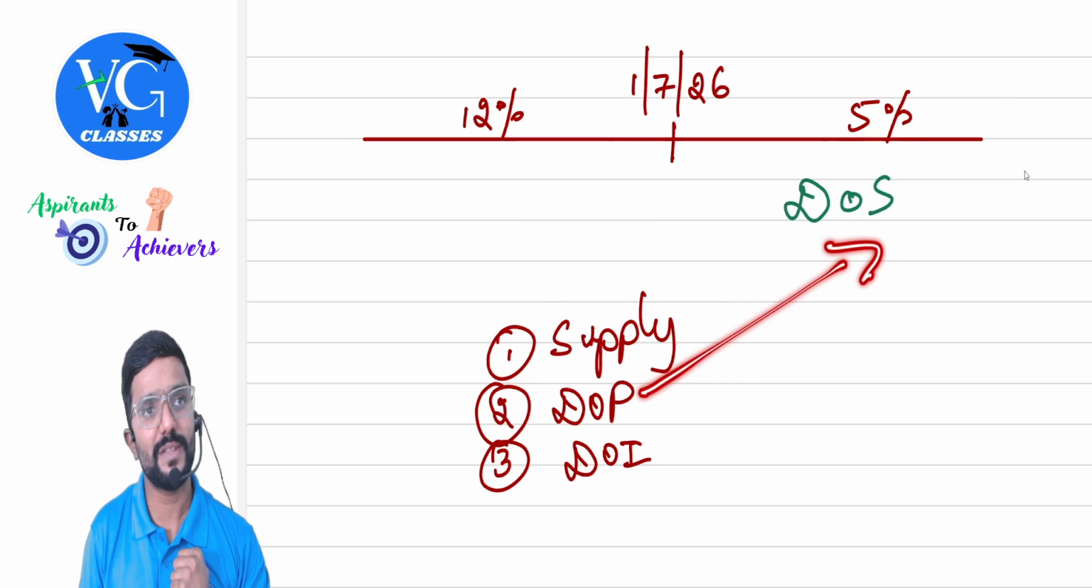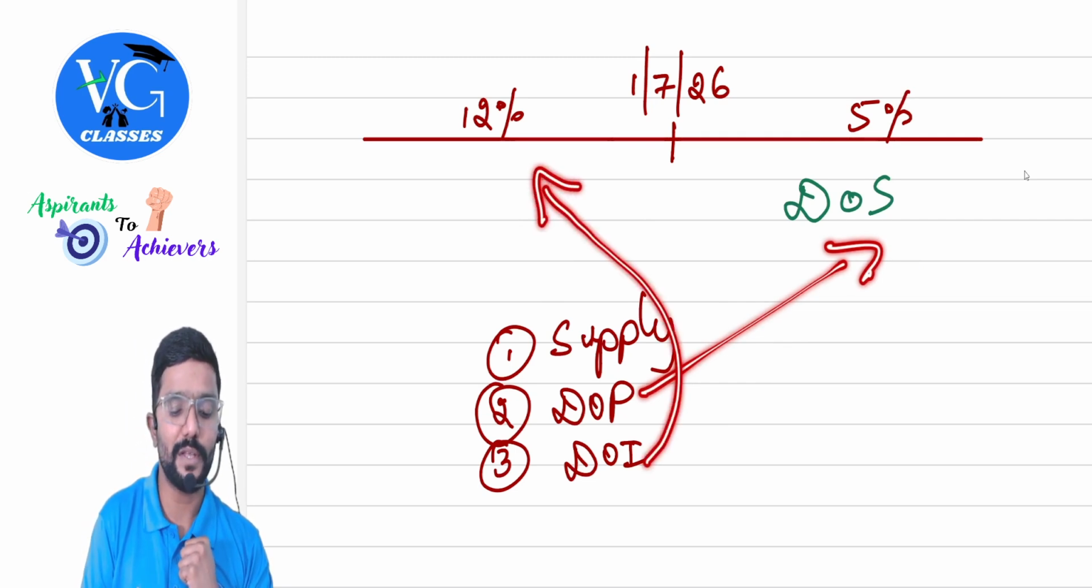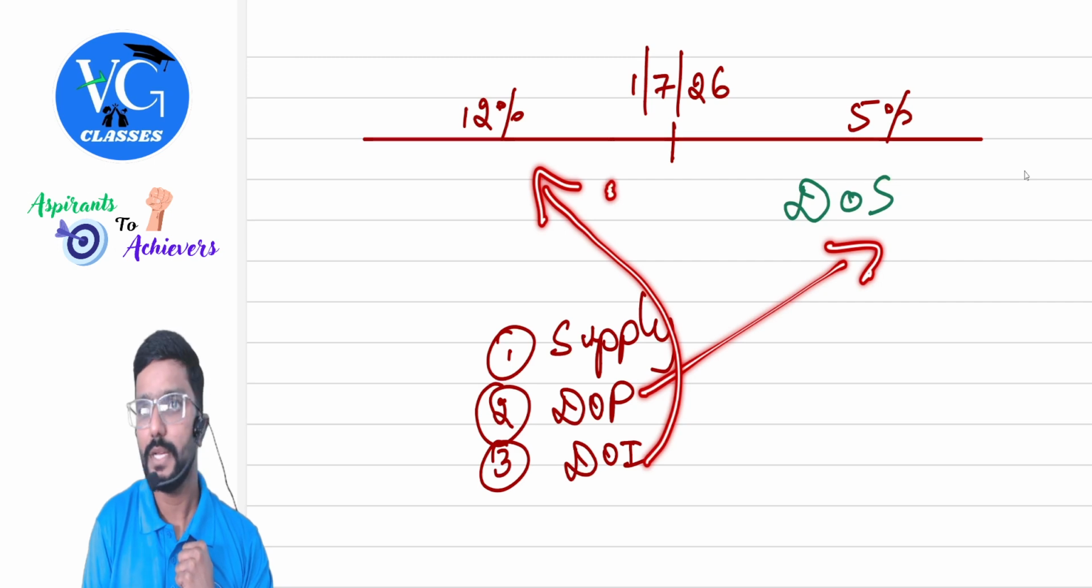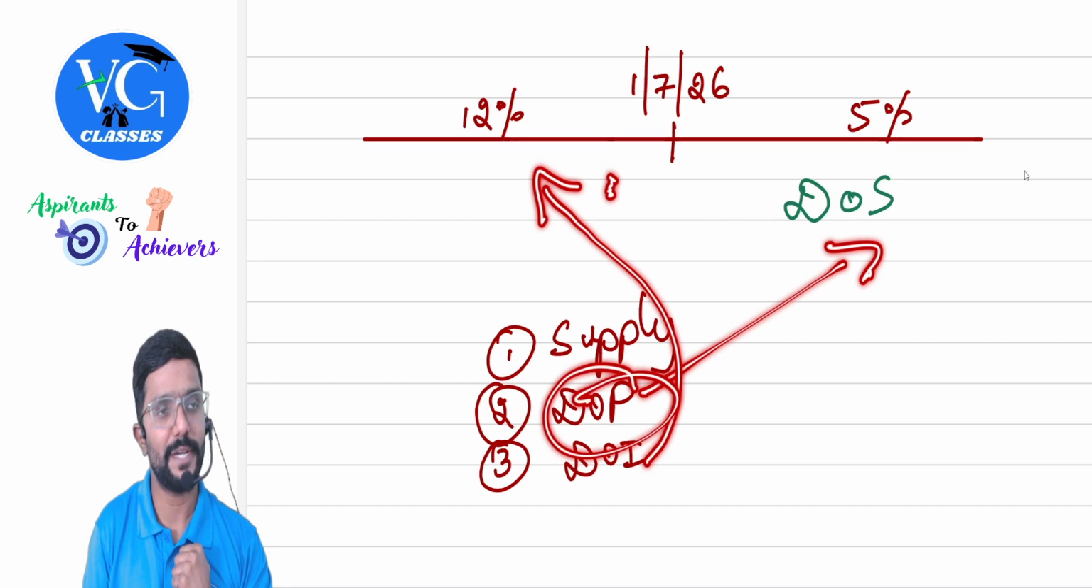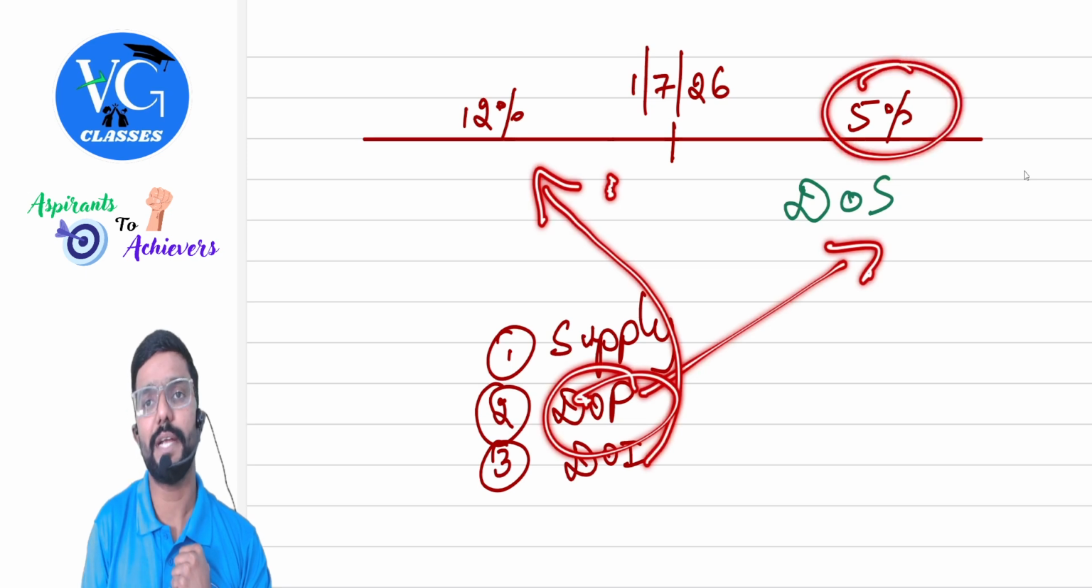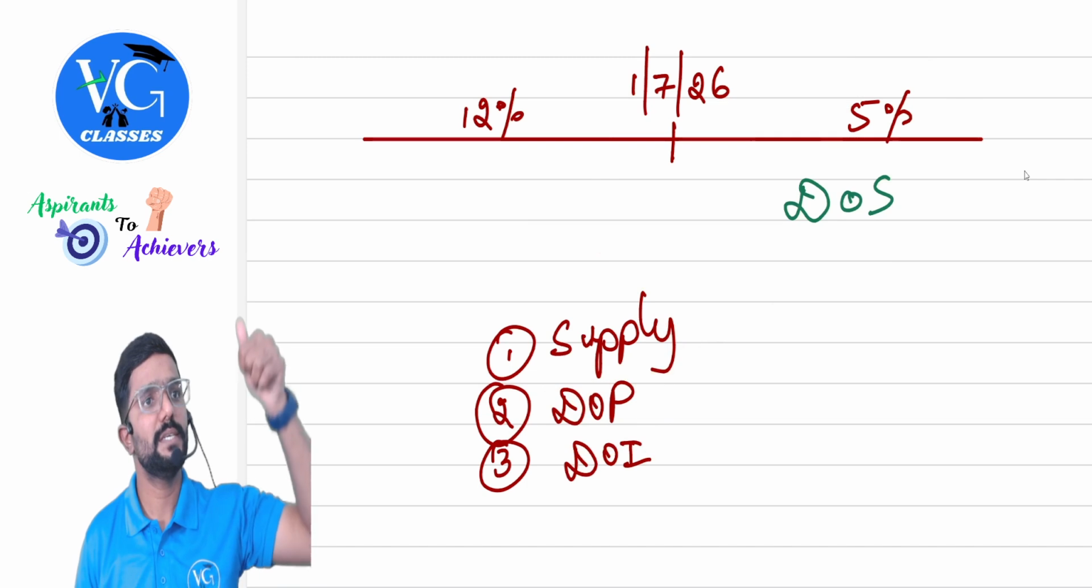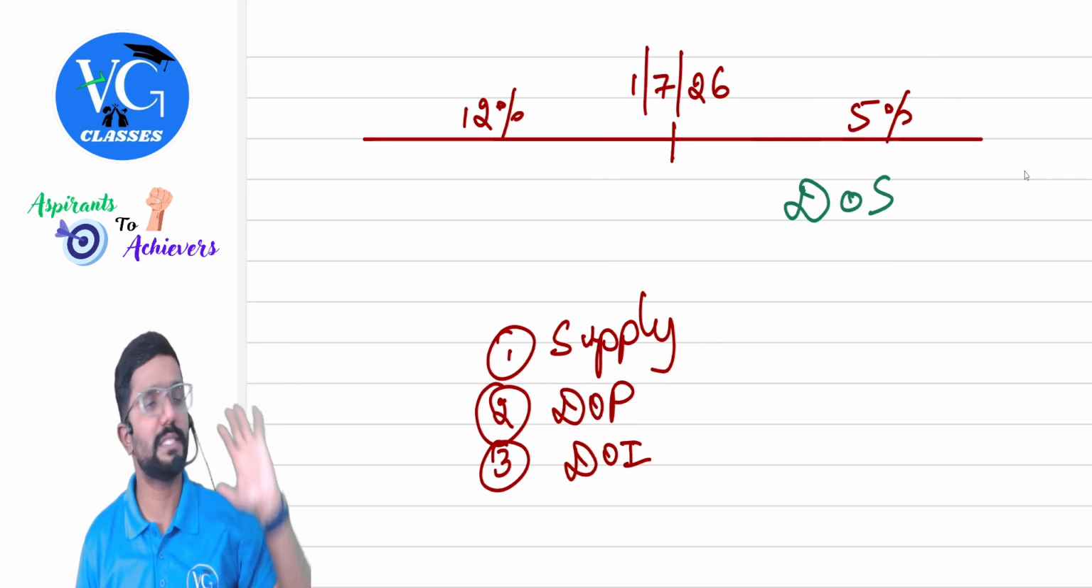Next, let me change it. Assume date of payment is on this side, whereas date of invoice is on this side. Is that clear? Yes. Which is on the supply side, guys? Date of payment. So what is the time of supply? Date of payment. What is the rate applicable on that day? 5%. Is that clear? Yes, guys.